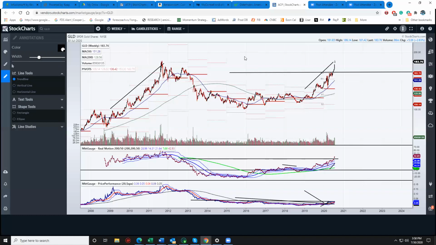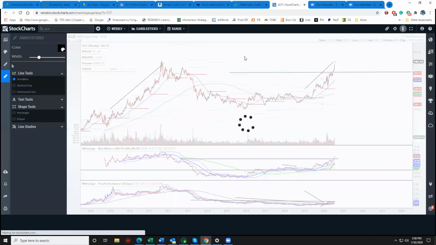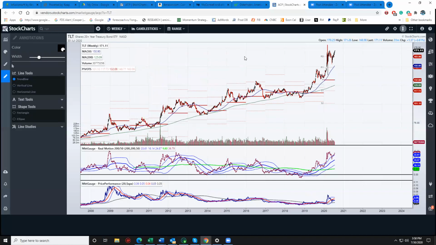Now, let's take a look at bonds, because comparing stocks to bonds is also important. Risk-off, traditionally, people get nervous, go to bonds. So right now, on a longer term basis here, well, actually, this is on a weekly. Let's go back to the daily chart.